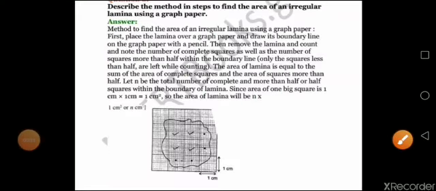Next question. Describe the method in steps to find area of an irregular lamina using a graph paper. Answer: method to find the area of an irregular lamina using graph paper. First, place the lamina over a graph paper and draw its boundary line on the graph paper with a pencil. Then, remove the lamina and count and note the number of complete squares as well as the number of squares more than half within the boundary line. Only squares less than half are left while counting.